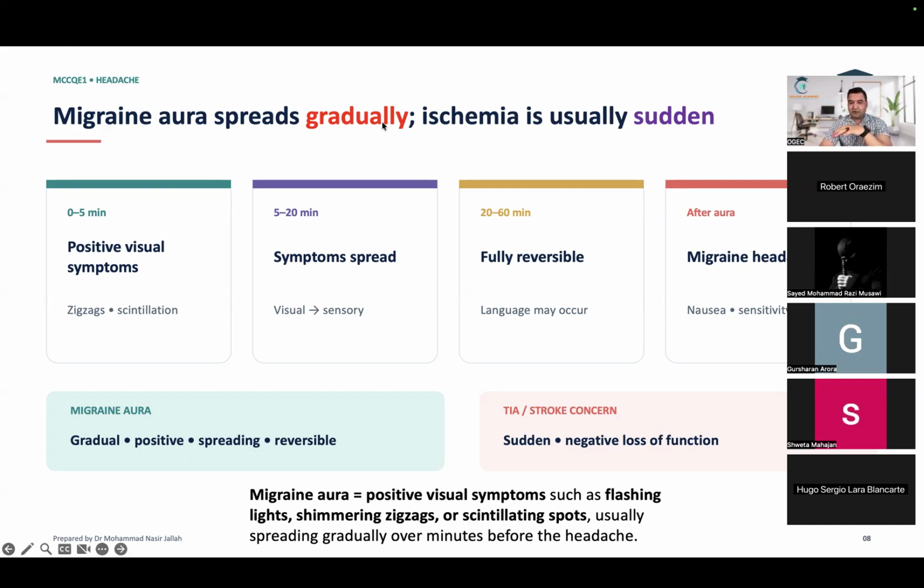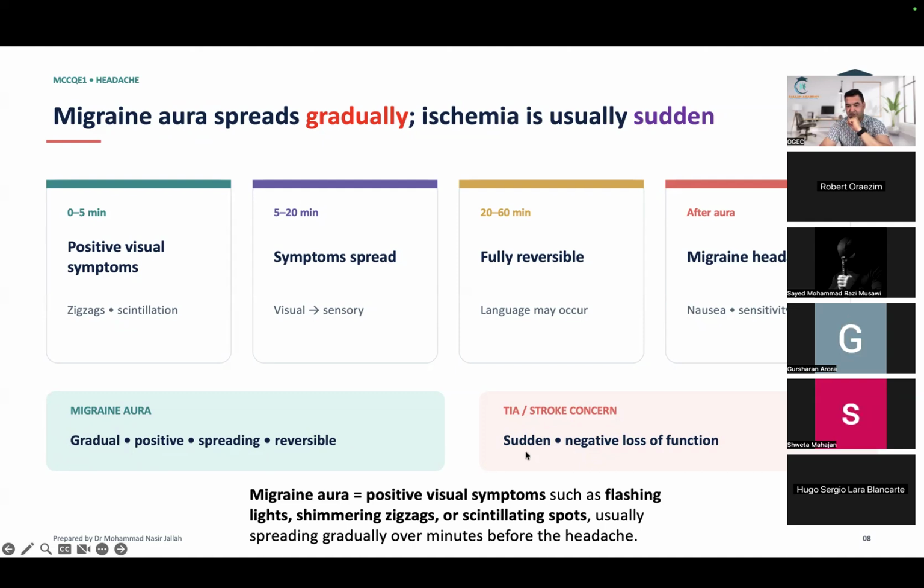This might be the reason I made it red. This might be a question. And this is also a different color. So the positive visual, usually 0 to 5 minutes. After 5 minutes, the visual and sensory symptoms start: numbness, needling, this and that. And then fully reversible is between 20 to 60 minutes. The language, it may happen, but it's not very common. After it reverses, then the migraine happens. Migraine with aura is gradual. Again, please remember this. This is gradual as opposed to stroke, which is sudden.